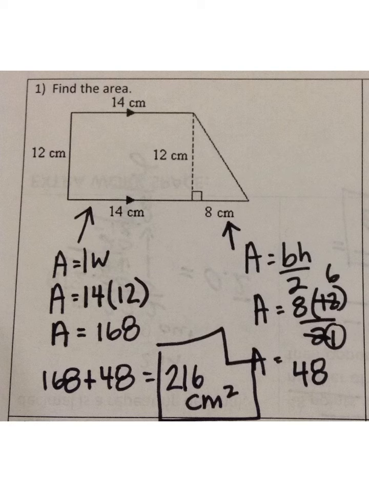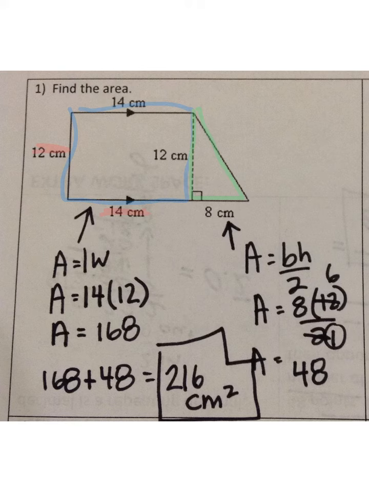This is a composite shape. I have a rectangle, and then I have a triangle as well. So I'm going to use the area formula for both. So starting with the rectangle, area is length times width, so the length is 14 and the width is 12, or vice versa, it doesn't really matter. And you multiply, you get 168.